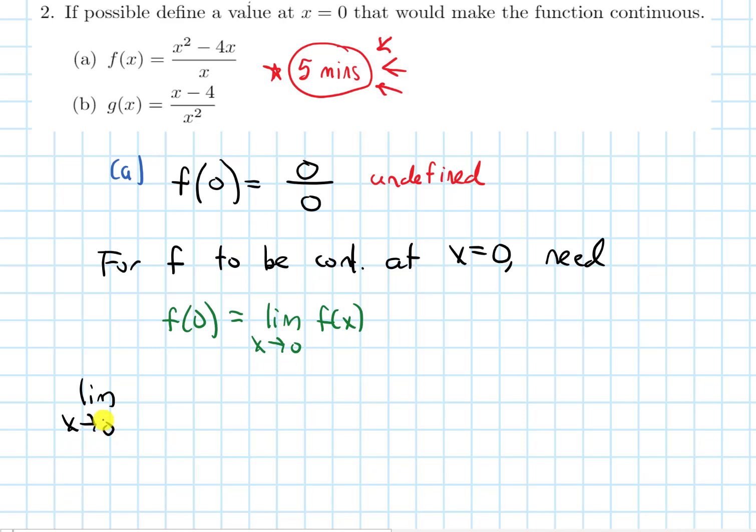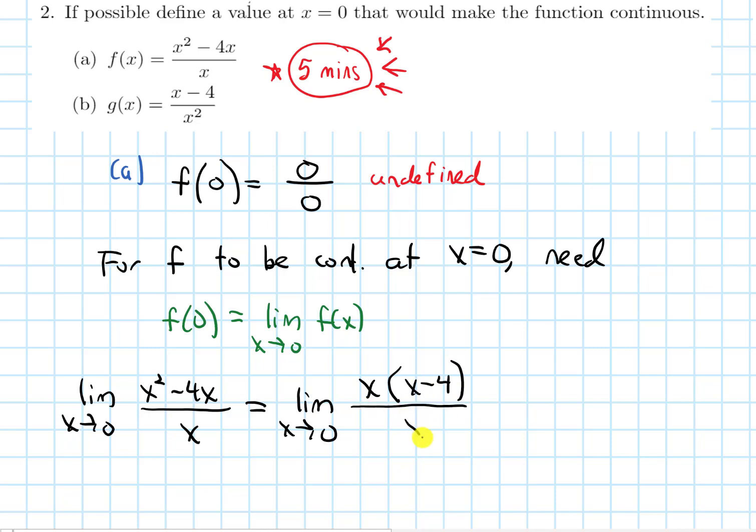Limit as x approaches 0 of x squared minus 4x over x. We already know what happens if we plug in. We get 0 over 0, which is an indeterminate form, so we'd have to simplify. So we get the limit as x approaches 0. I could factor an x out of the top to get x times x minus 4, and then over that x on the denominator. Now I can cancel the x's, and after I cancel them, now I can plug in. And plugging in, we are going to get 0 minus 4, which is negative 4.